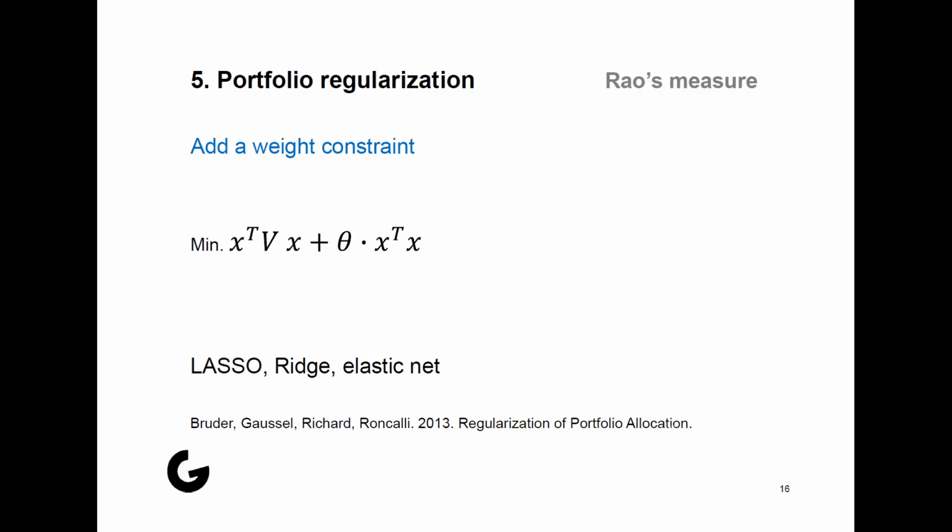I only want to say that all these five approaches that have come up on the screen do not mention each other's existence. Nobody ever makes a link that portfolio regularization is exactly the same as shrinkage, and that it all comes to the same place. So the literature is fragmented, and it shouldn't be.